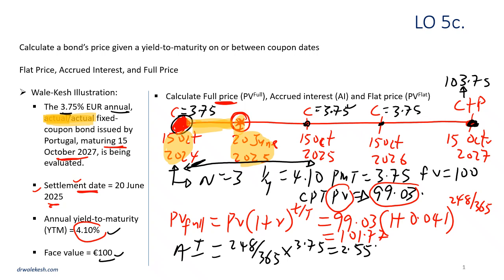But we are not done yet. We need the flat price. The flat price would be the full price, which is this, then minus the accrued interest. So solving for this, I expect it to have 99.22.